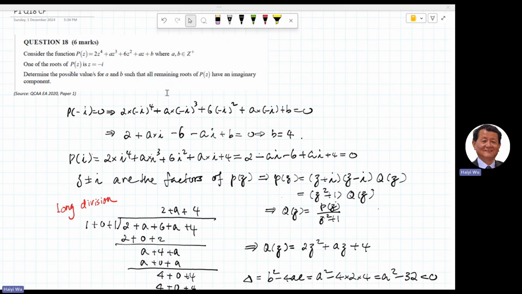Now, just have a look at the condition. We need to remember a and b must be integers, so also positive integers. So don't forget it's positive. We need to find the possible values, so all the possible values for a and b for all the remaining roots. We got one root already decided, but the remaining roots have to have an imaginary component. So that means we need a plus bi form. Obviously we don't use a, b because it's already confusing, we use m and n. All right, so let's see how we solve that.